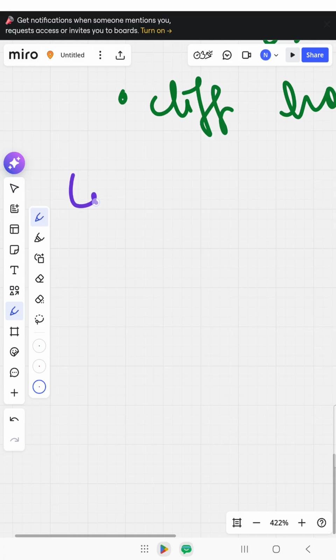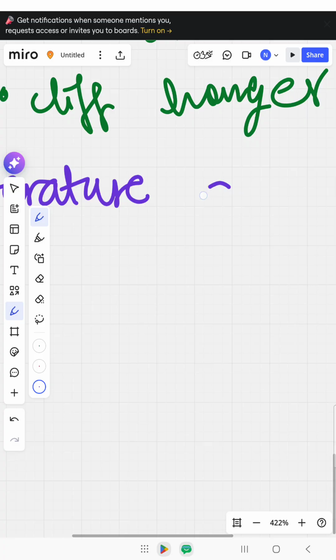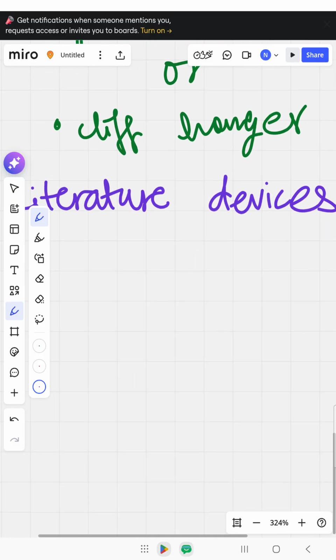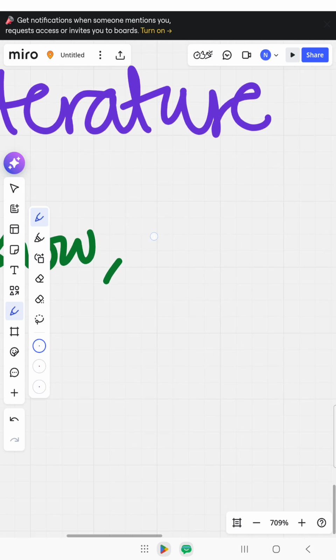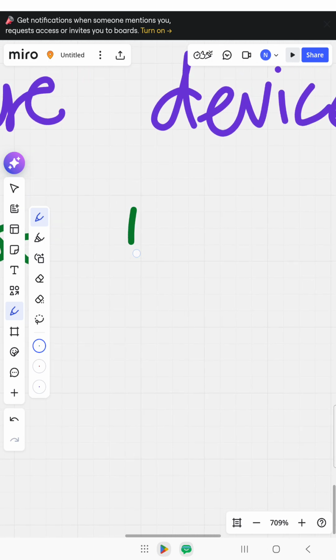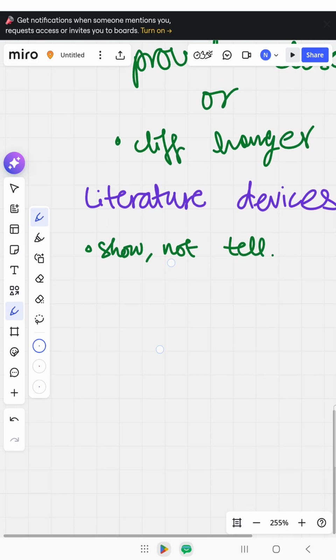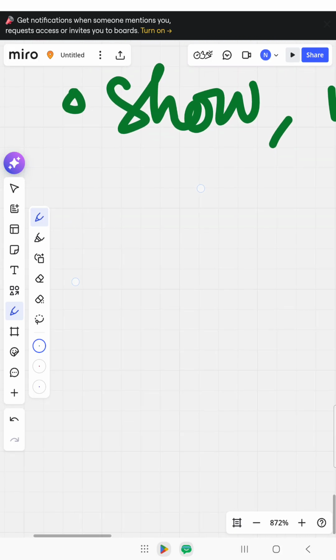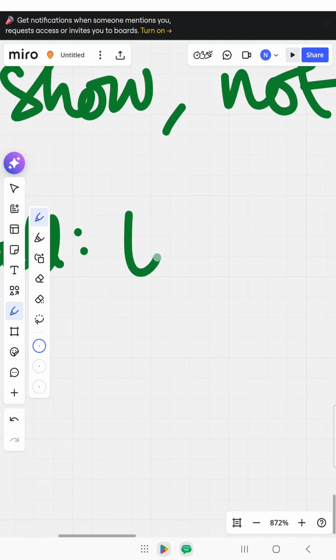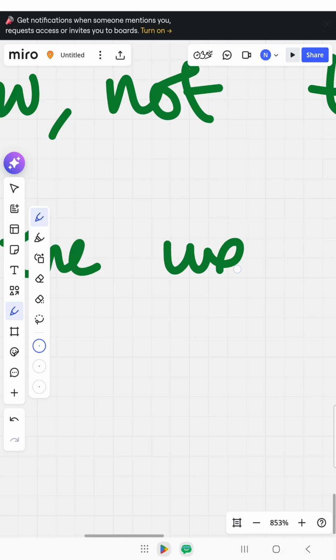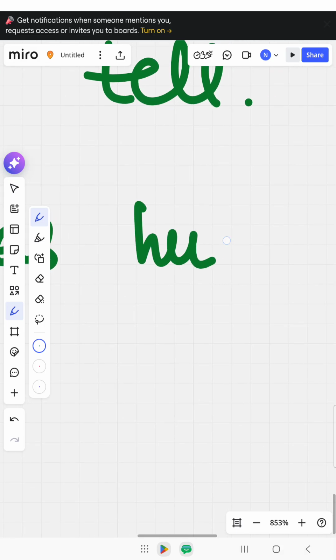So there are some literary devices we have to use to make our story better. So the first one is, this is very important even though it's sort of hard. Show, not tell. So don't be direct, basically. Don't tell that a room is big. So don't say the room was huge or big or whatever.